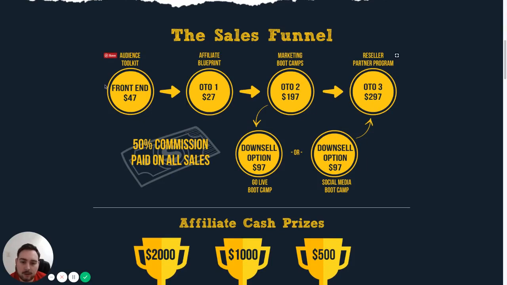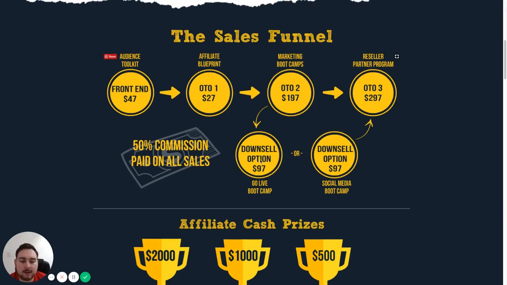So the audience toolkit and the front end product, which is everything you've just seen, is $47 one time. Upgrade number 1 is going to be $27. This is an affiliate blueprint. Upgrade 2 is $197. This is a marketing bootcamp that downsells to $97 for the go live. And the reseller partner program is $297. And this one, I don't understand this funnel. Downsell, go live, or social media bootcamp, and then upsells the partner program. Okay, so you're going to get 2 potential downsells, and then you go back up to the reseller.